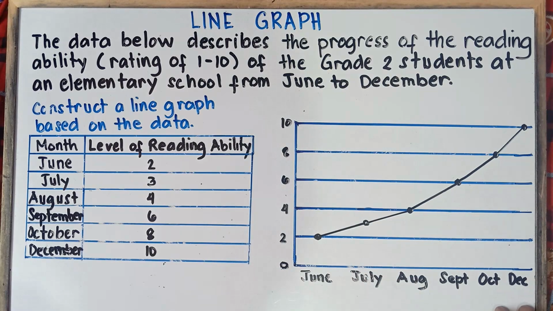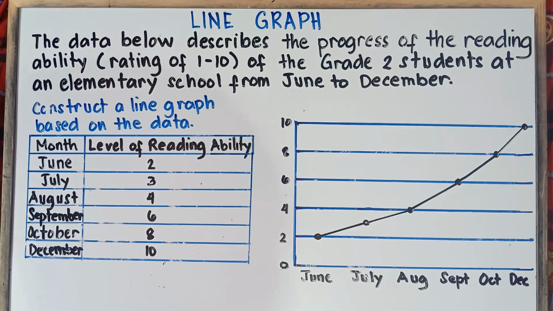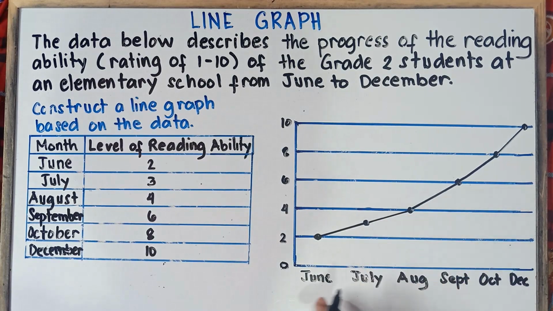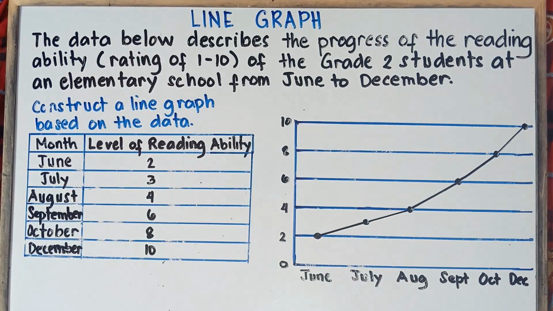So on December, class, all of the students already know how to read and understand the written material, because the level of reading ability, that would be 10. So on December, grade 2 students already know how to read and understand the written material, because the level of reading ability, that would be 10. And as we can see, based on the line graph, the level of reading ability is actually improving starting from June up to December. Alright, so that's it, class, with regards to the line graph.